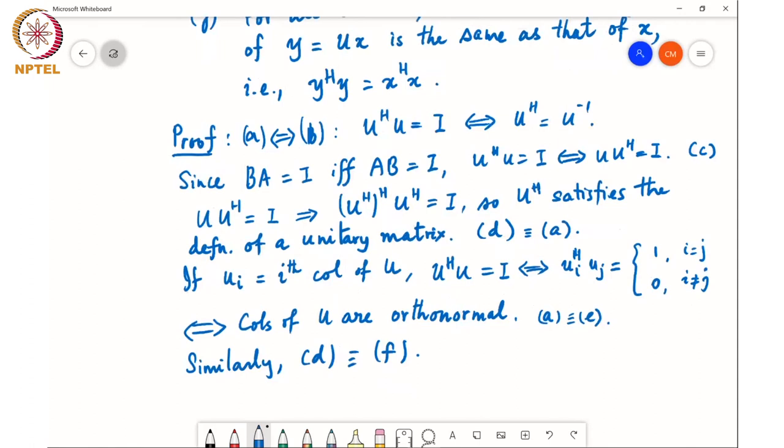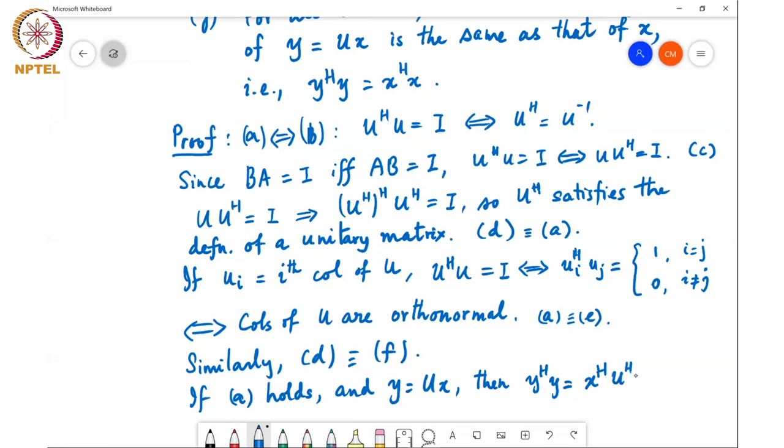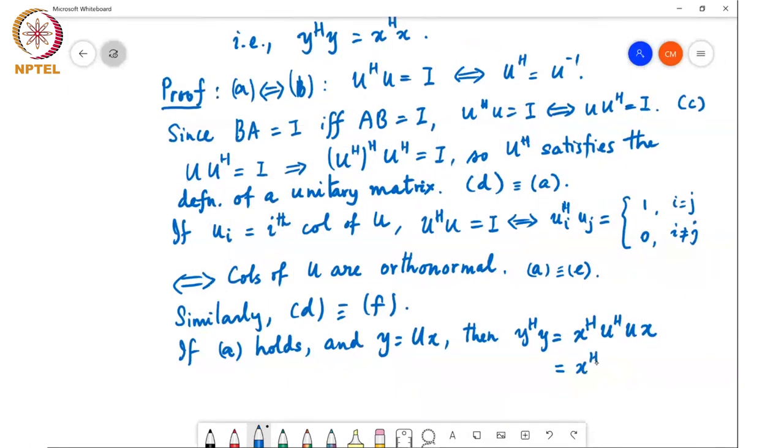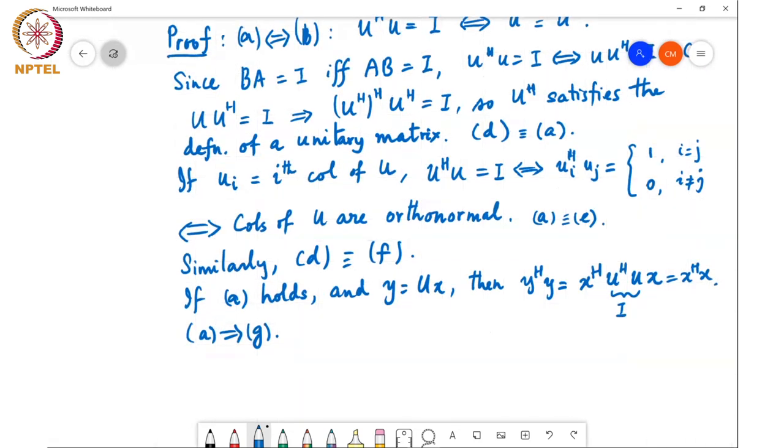One way is very easy. If U is unitary and y is equal to Ux, then y Hermitian y is equal to x Hermitian U Hermitian Ux. I'm just substituting y equals Ux, which is equal to x Hermitian x, since U Hermitian U is the identity matrix. So this proves one way. And so what remains is to show the other way, that is the last statement implies unitary.